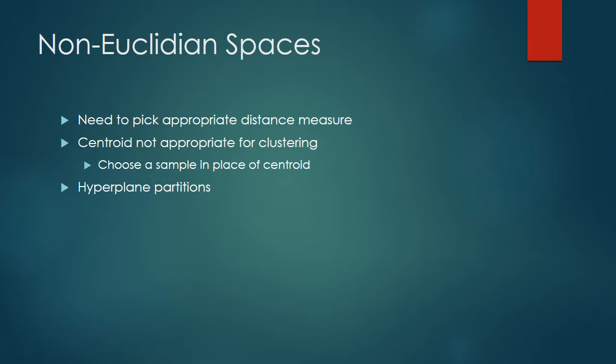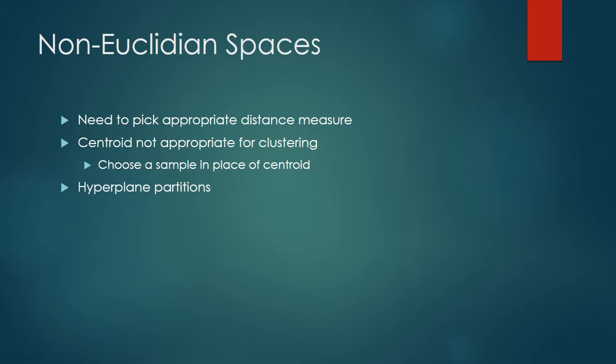When we consider non-Euclidean spaces, as I briefly mentioned, we first need to define what the distance measure is. How do you compare cows and goats? You need to define what the distance is. The centroid is not appropriate, so we need to choose either a single sample or a set of samples to represent the clusters that we have formed.